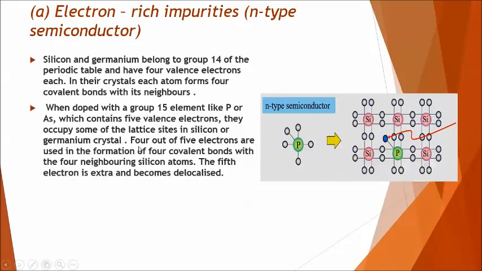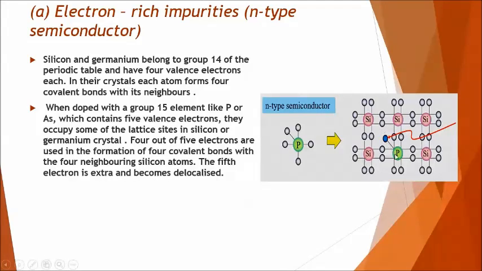What happens is that 4 out of 5 electrons are used in the formation of 4 covalent bonds with the neighboring silicon atoms. But what about the 5th electron in the phosphorus or arsenic? It is extra and it becomes delocalized. In this structure, you can see the silicon atoms are covalently bonded, each silicon forming 4 covalent bonds.